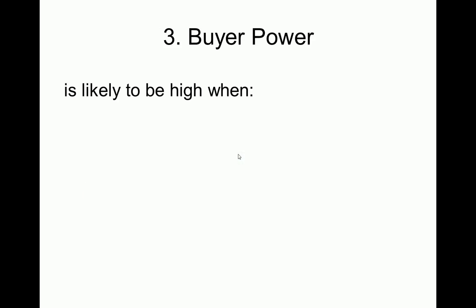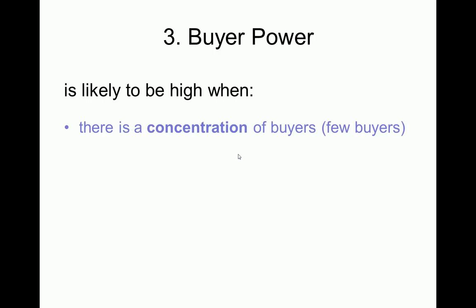The next important force to look at is the power of buyers. Now, the buyers are the people who buy from the industry. So if we were to think of the grocery market in the UK, then we all are the buyers, the direct buyers from that industry. Buying power is likely to be high when there are very few buyers, which isn't the case, of course, in the UK grocery market. There are millions and millions of buyers.